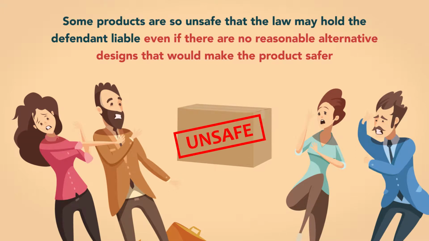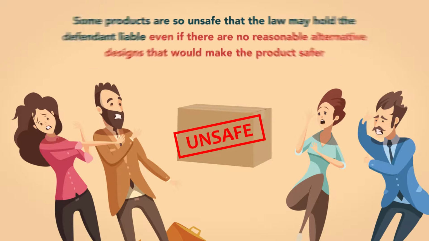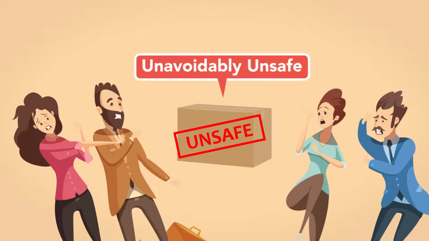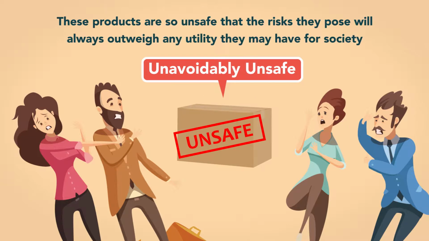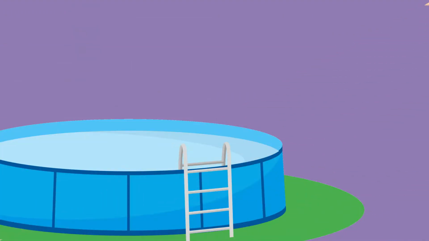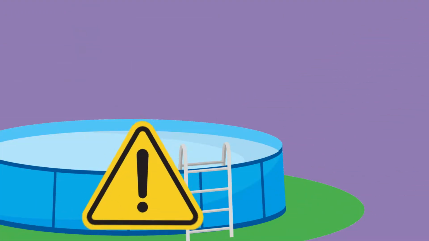Finally, under certain circumstances, some products are so unsafe that the law may hold the defendant liable, even if there are no reasonable alternative designs that would make the product safer. These products are sometimes referred to as unavoidably unsafe. The rationale is that these products are so unsafe that the risks they pose will always outweigh any utility they may have for society.